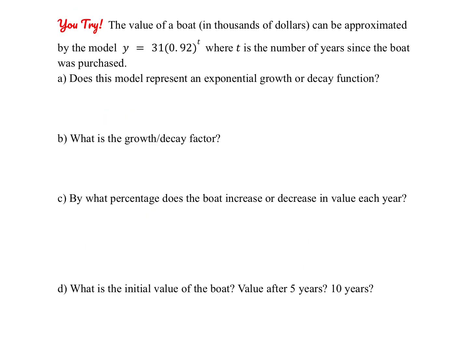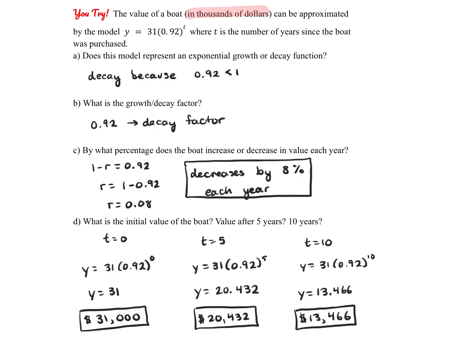All right, go ahead and pause the video and give this one a try on your own. All right, go ahead and check your work here. This is another decay function, and just be careful. It is not decreasing by 92%. It's actually maintaining 92% of its value each year. And if you use 1 minus r equals whatever your b value is, we see that the r value is 0.08. So it's actually decreasing by 8% each year. And then here are the different values after 5 years and 10 years, and then this is the initial amount.